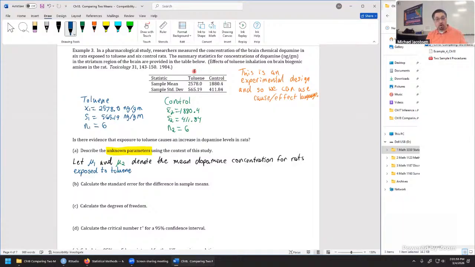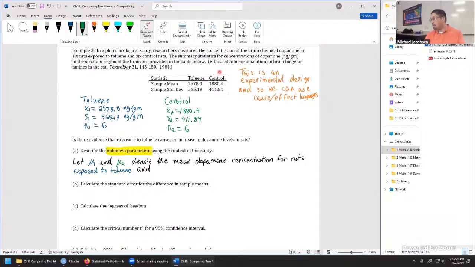So we mean all lab rats of this grade, this certain type that they use in the experiment, exposed to the same exact conditions, the same cage, the same level of toluene. We're saying that this is going to be their average dopamine concentration in the brain, but I've just abbreviated here. Then, because we're mentioning 2 means at once, go to the second population, mu2.